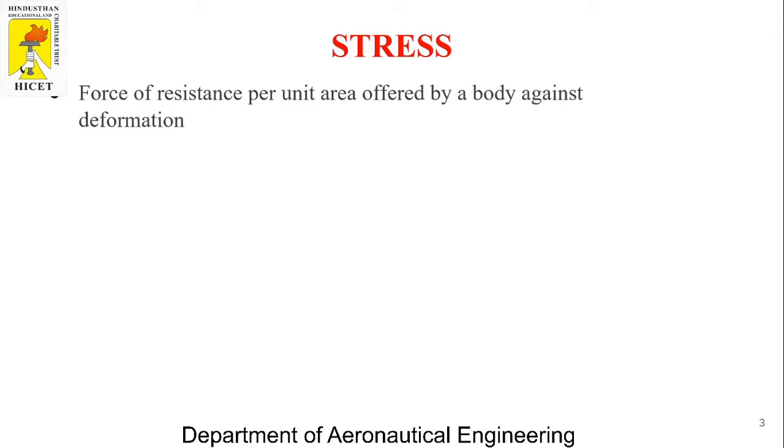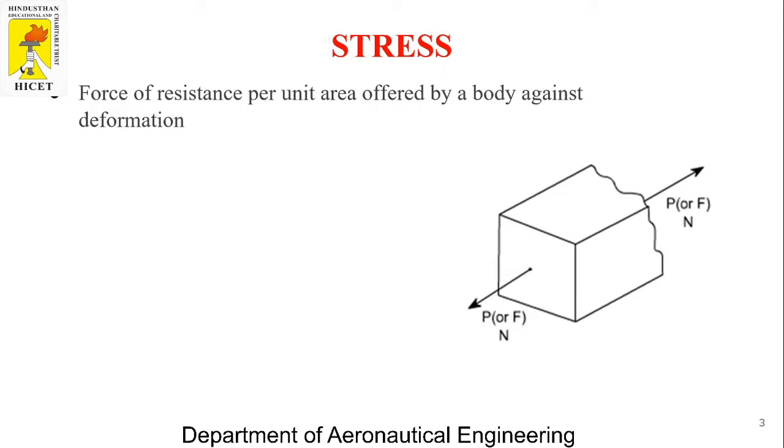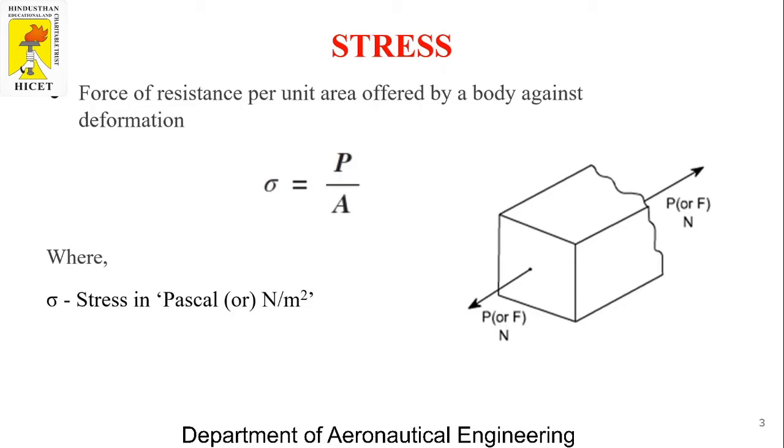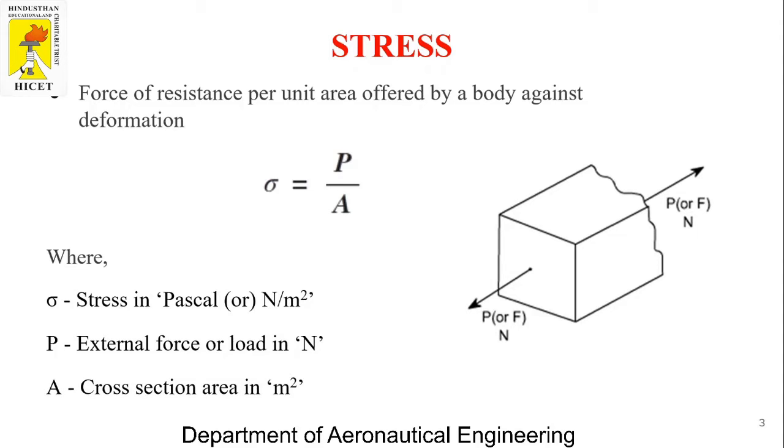First, we will see stress. Stress is defined as force of resistance per unit area offered by a body against deformation. When an external force acts on a body over a cross section, stress is produced. The stress is given by sigma is equal to P by A, where sigma is the stress, the unit of the stress is Pascal or Newton per meter square, P is the external force or load, the unit is Newton, and A is the cross-section area of the body, and the unit is meter square.